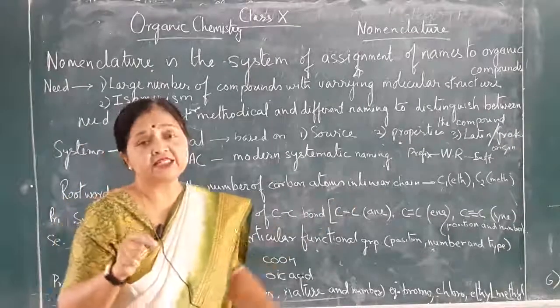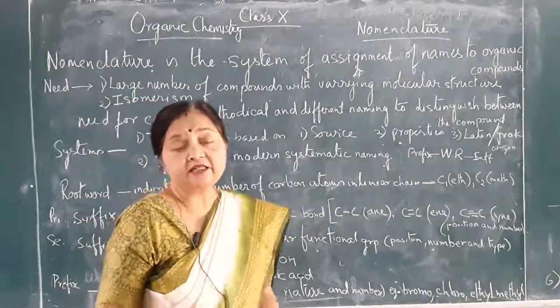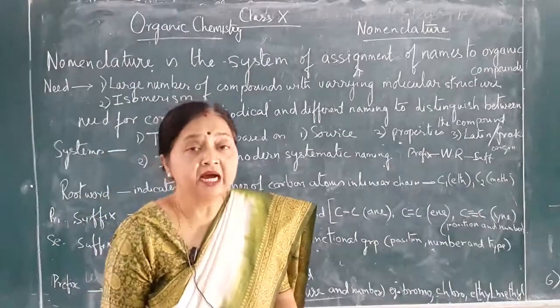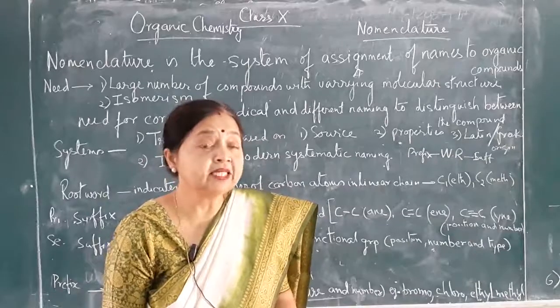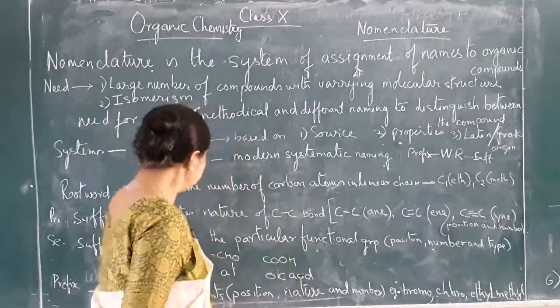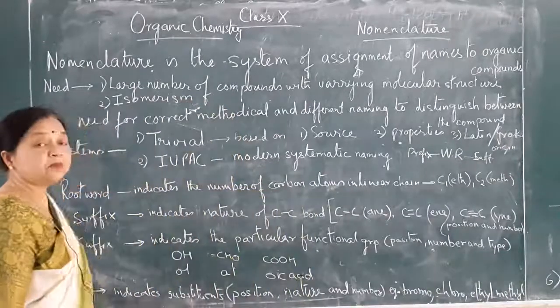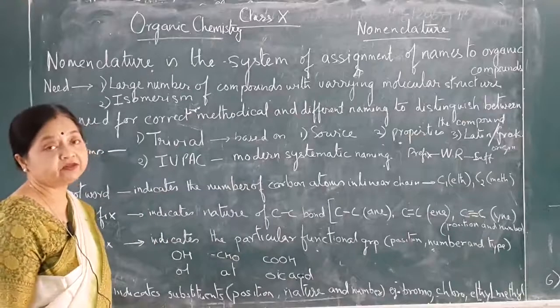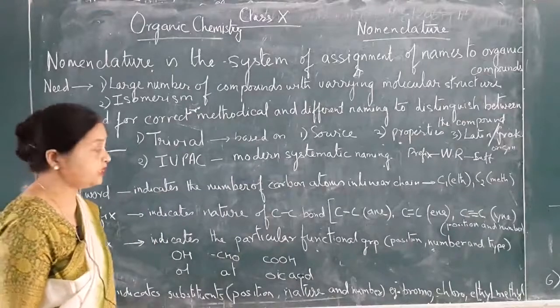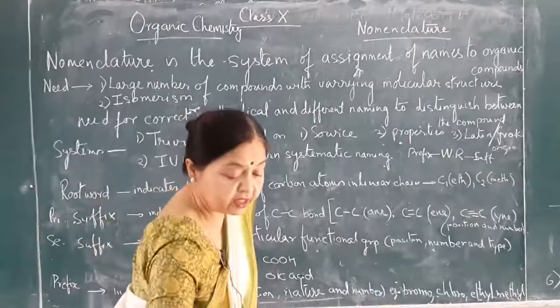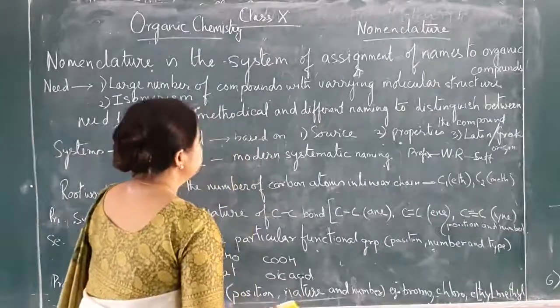Means if branching has occurred, then the substituents ethyl, methyl or chloro, bromo, all these substituents are named by the prefix. The position, number and type of substituent is given by the prefix.